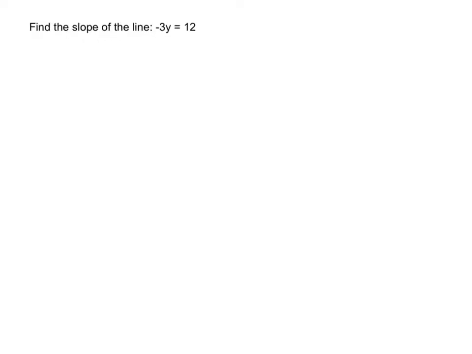This example asks us to find the slope of the line negative 3y is equal to 12. Now, this certainly is a linear equation, but when you look at it, you'll notice something very interesting in the fact that it's missing an x, right? This equation only has a y. So the first thing we're going to do is divide both sides by negative 3 so that we can get y by itself, and we get y is equal to negative 4.